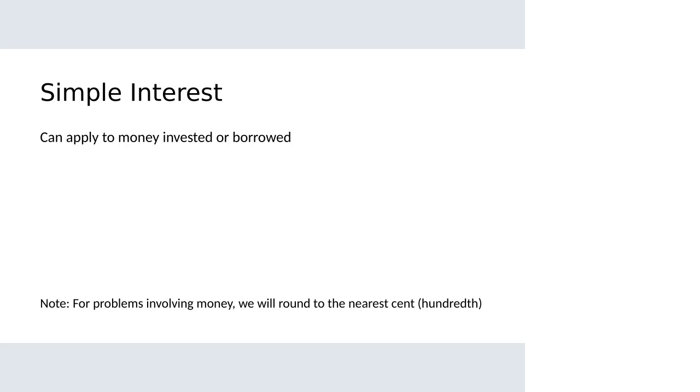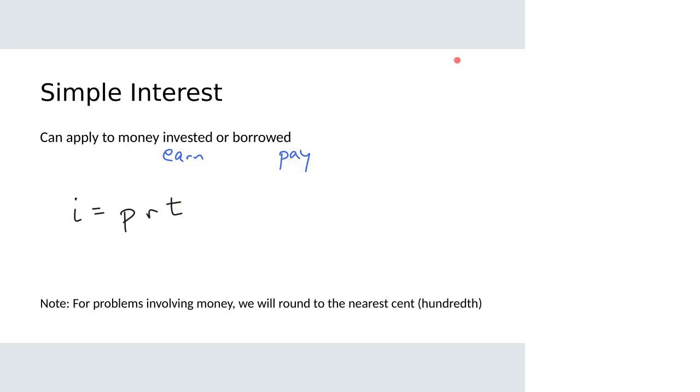Okay, now let's talk simple interest. Simple interest can apply to money that's invested, meaning you earn interest, or borrowed, meaning you have to pay interest. So, and we're going to see situations of both where you earn interest and where you have to pay interest. But the formula that drives simple interest looks like this. I equals P times R times T.